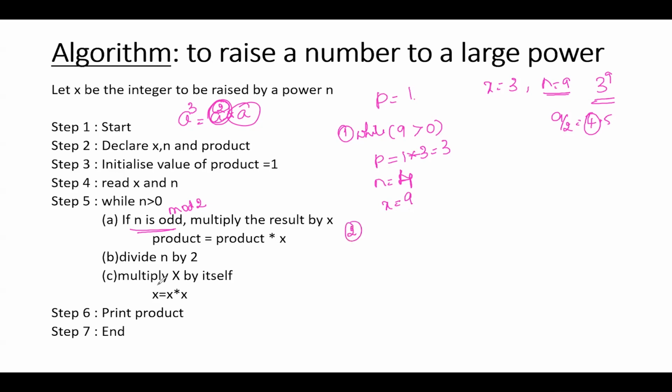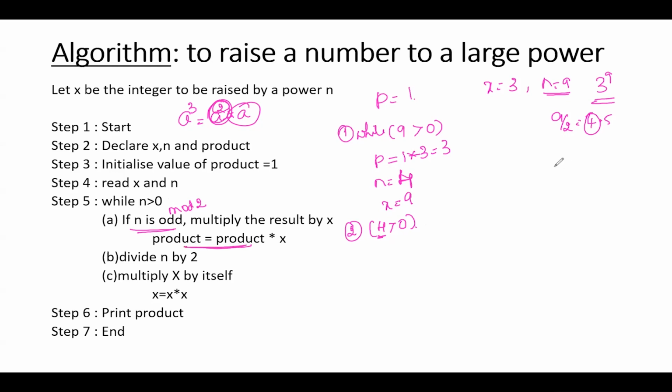Second iteration, we will go back and check what is the n value. Is the n value greater than 0? Of course, the n value is 4 now, which is greater than 0. Okay, and then if n is odd, multiply the result by x. So in our case, it is not odd, hence we are not going to multiply.